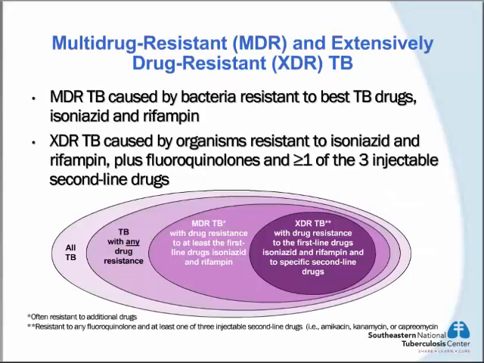So multi-drug resistant TB is defined as the bacteria that are resistant to 2 drugs, INH and rifampin. Extensively drug-resistant TB is caused by organisms that are resistant to INH and rifampin, plus fluoroquinolones, plus one of the 3 injectable second-line drugs. As you can see in this graph, the numbers decrease as you go to more resistant strains.